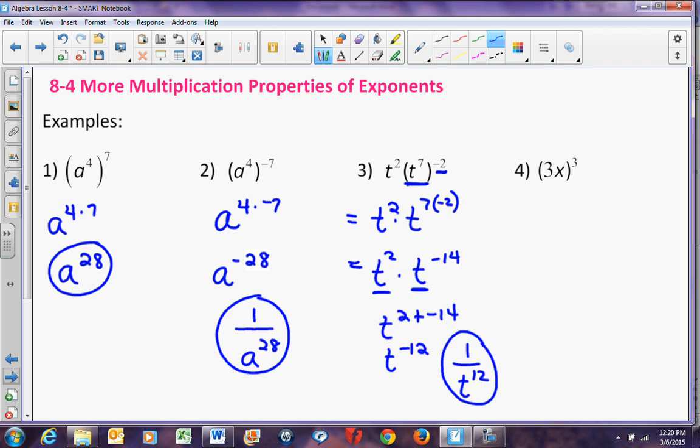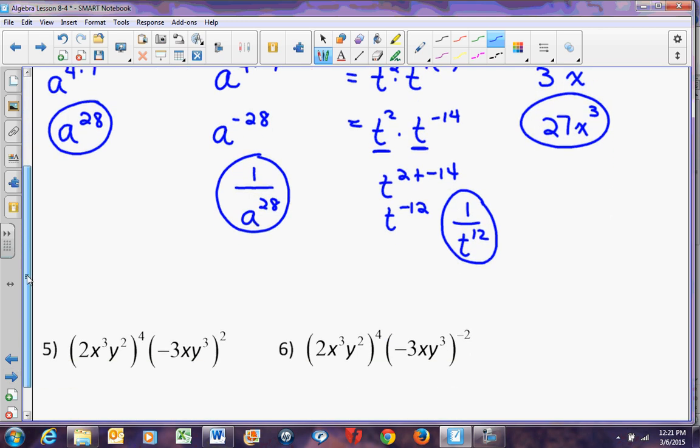Number 4, (3x) quantity to the 3rd power. Here, I'm just going to distribute my exponent throughout my entire parenthesis. So I have 3 to the 3rd, x to the 3rd, and since 3 to the 3rd is an easy number to figure out the answer to, 3 times 3 is 9, times 3 is 27. This becomes 27x to the 3rd. Multiply out numbers taken to powers as long as they're less than like a million. If they're a little bit more than a million, then I guess you can leave them in exponential form.